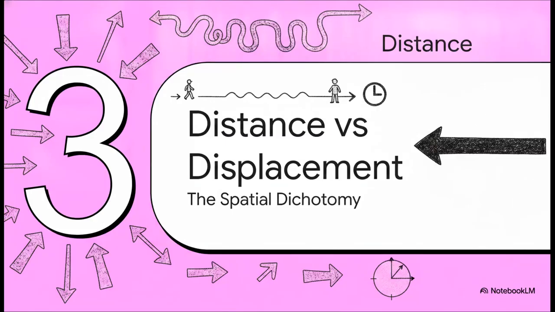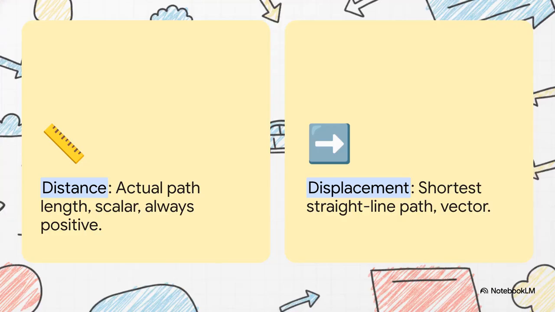Section 3. Distance versus displacement, the spatial dichotomy. Okay, listen up, because this is one of the most vital concepts in our whole explainer. Distance is the total length of the actual, literal path you traveled. It's a scalar, and it is always positive. Displacement, however, is the shortest straight line distance between where you started and where you ended up, and because it's a vector, it absolutely requires a direction. Think about it like this.